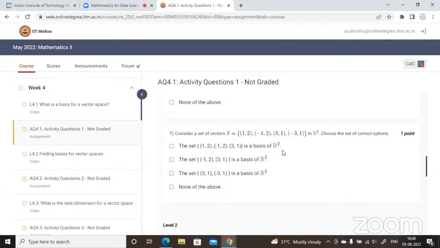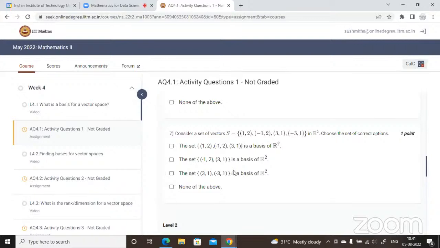It is 2. We should have two vectors in the basis. Yes, dimension is 2, so you can have a maximum of 2 vectors, and you have to check whether both are linearly independent or not. The first one cannot be a basis because it has 3 vectors. The second one, yes, it is linearly independent. The third one is also linearly independent. So in this way we can check.